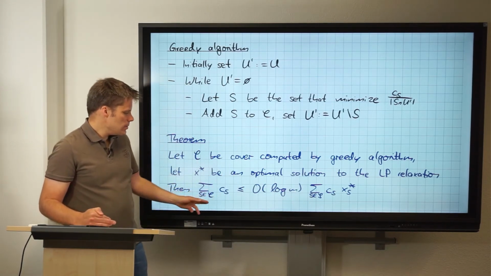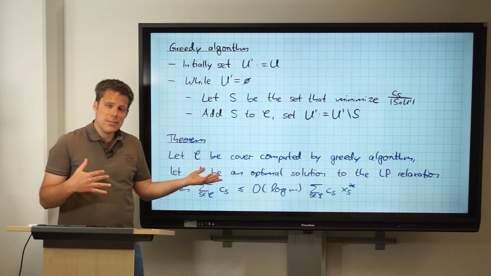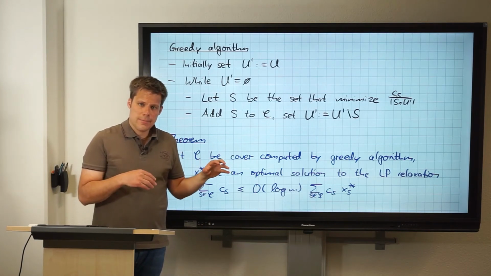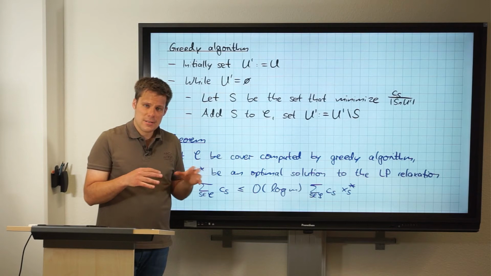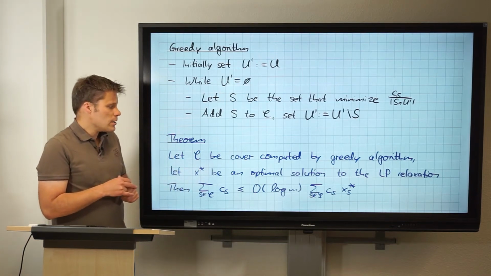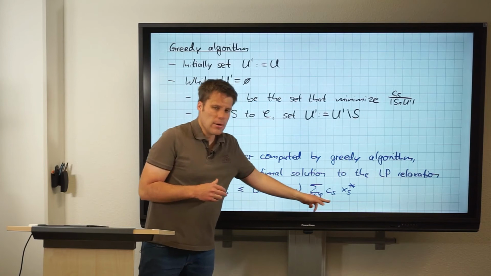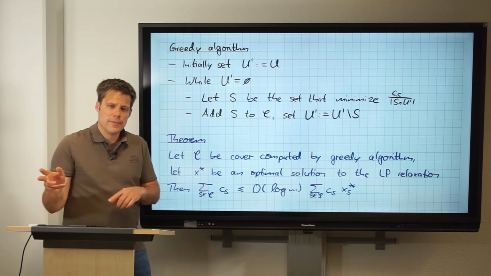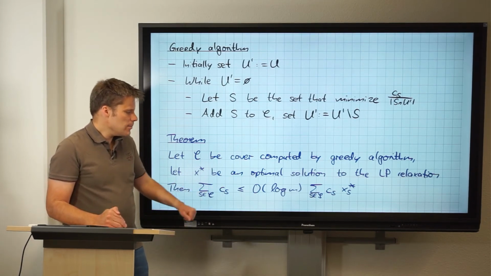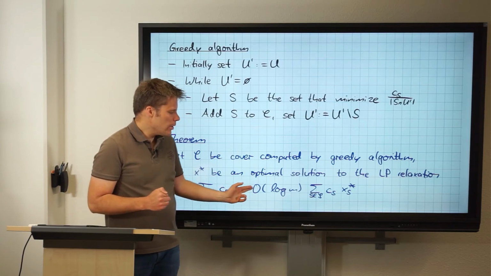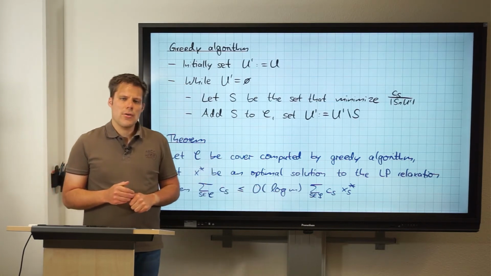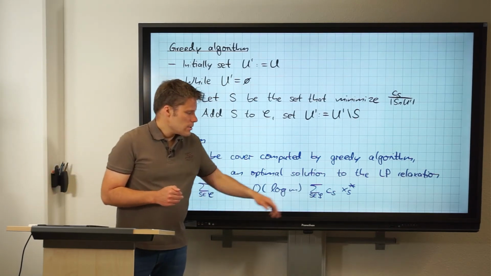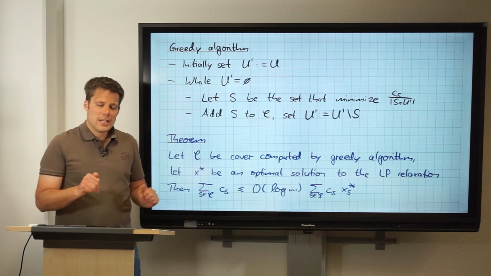Of course, here what we're doing is computing an integral solution. We're computing a real cover. So we don't take fractions of sets, so only a half or so. But the point of comparison that we're comparing ourselves to is allowed even to take a half of a set and a quarter of another set and so on. And still we can show that our cost is only an O of log m factor higher than the cost of the optimal fractional solution.